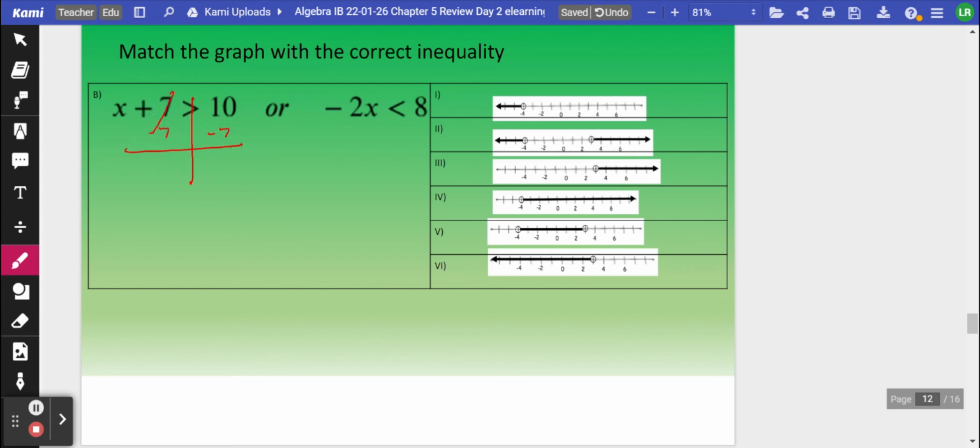Minus 7 on both sides, I get x is greater than 3. Divide by negative 2 on both sides. I do need to flip the inequality. I get x is greater than negative 4.